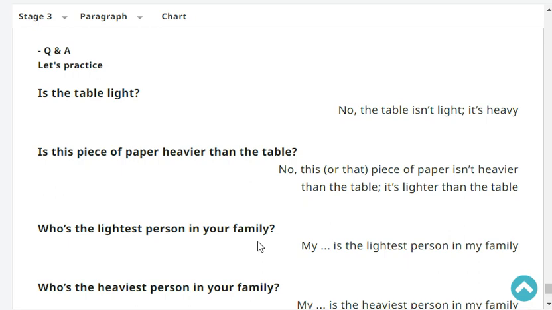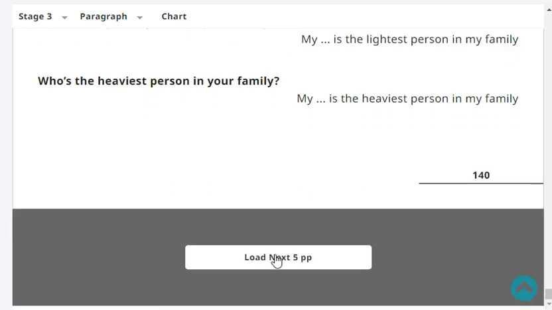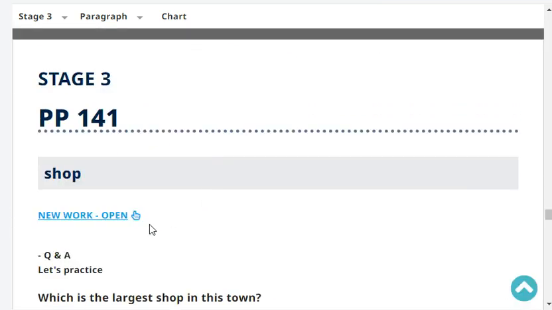Who's the lightest person in your family? My sister is the lightest person in my family. Who's the heaviest person in your family? My father is the heaviest person in my family. Very good.